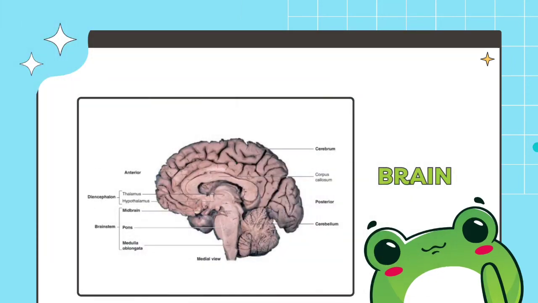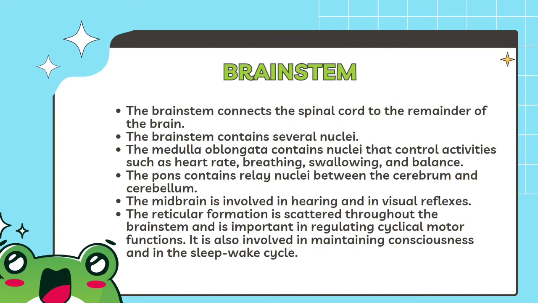Now, let's talk about the brain and its different parts and functions. The brainstem. The brainstem connects the spinal cord to the remainder of the brain. The brainstem contains several nuclei. The medulla oblongata contains nuclei that control activities such as heart rate, breathing, swallowing, and balance. The pons contains relay nuclei between the cerebrum and cerebellum.